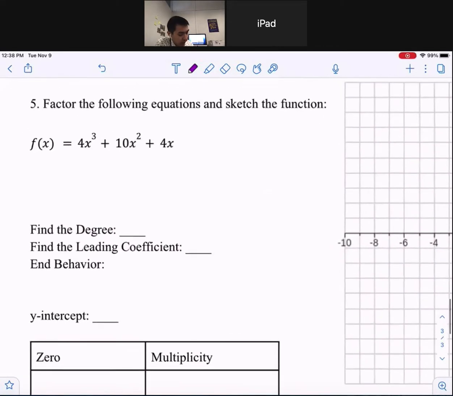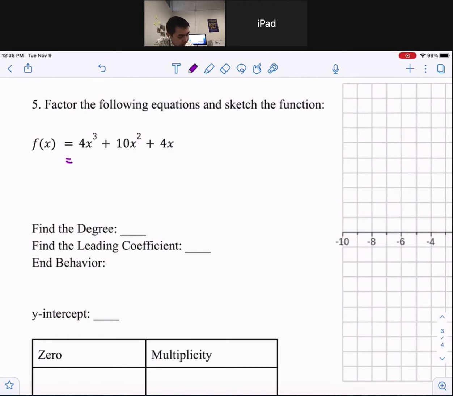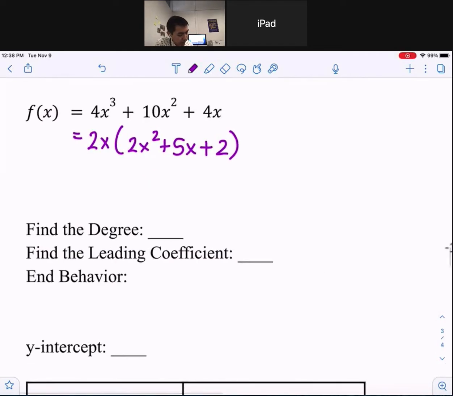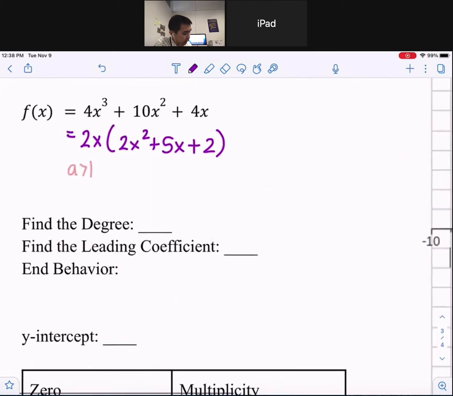Number 5. Factor, so we can find our zeros. You can divide all of them by 2, and you can take away an x from each. So 2x squared plus 5x plus 2. Now this is an a greater than 1 case. That coefficient is greater than 1. So you have to factor using the x method and grouping.